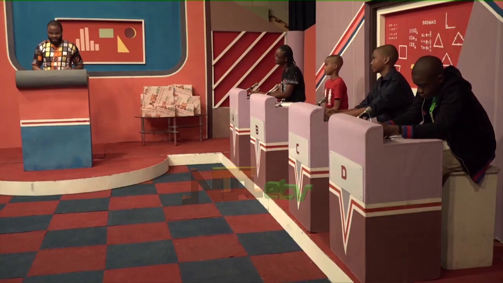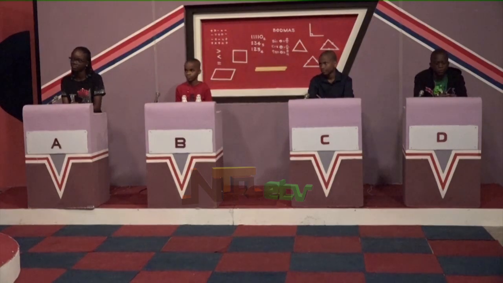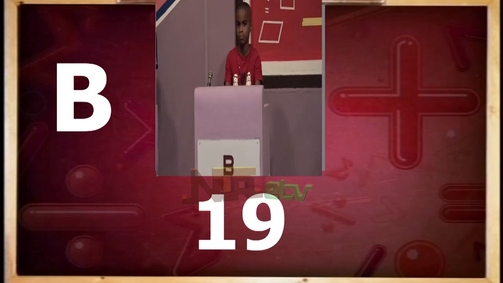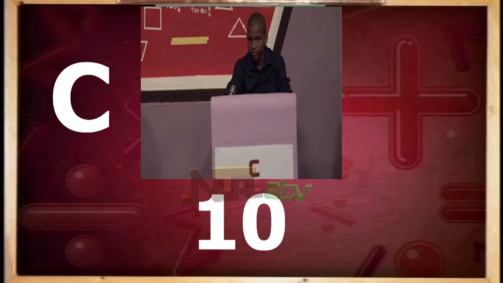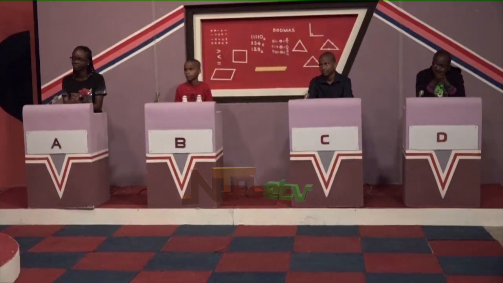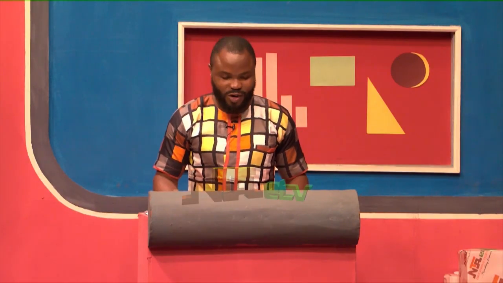Welcome back. This is Work It Out. Contestant A came out with 4 points. Contestant B came out with 19 points. Contestant C came out with 10 points. While contestant D came out with 12 points. With that being said, contestant A bows out at this stage, while contestants B, C, and D proceed to the next stage of our competition.